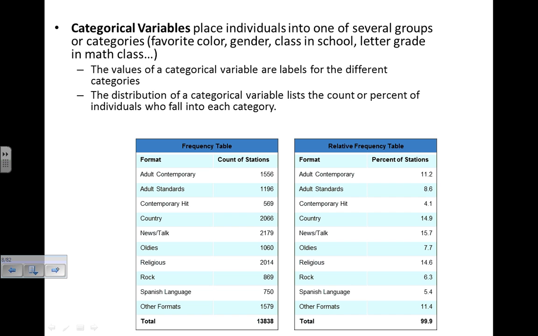All right, so categorical variables. Let's deal with those first. So here you could have the categorical variable, and then you could have all the values in the category. So here it looks like my variable is format, and then these are all the different things that fall under format. And here it says these over here are just the counts. That's how many you have. So how many stations are adult contemporary would be 1,556. So you could kind of go through there.